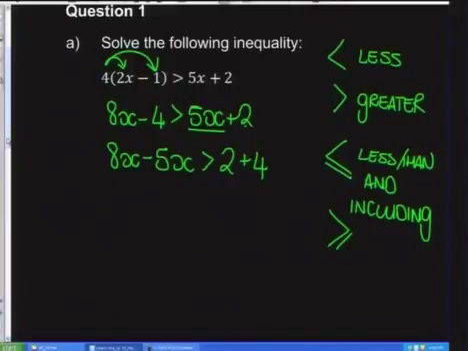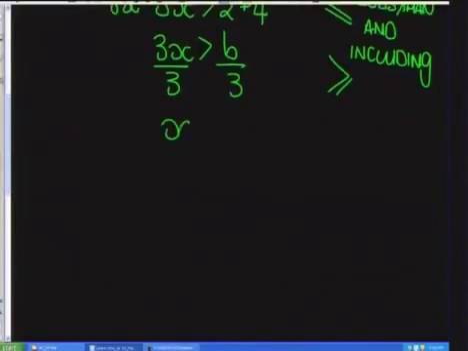I've got an 8 minus a 5, which is giving me a 3x, and I've got a 2 plus a 4, which is giving me 6. And just like an equation, we divide by 3 on each side, and we get an answer for x, well, a solution here, which is x.